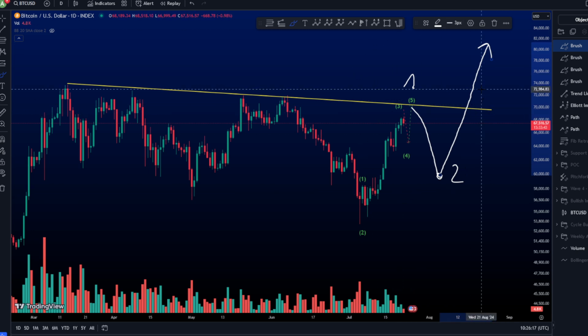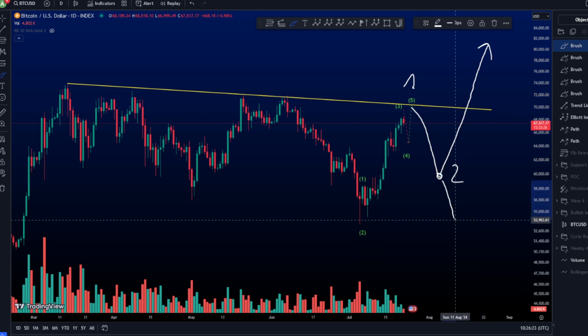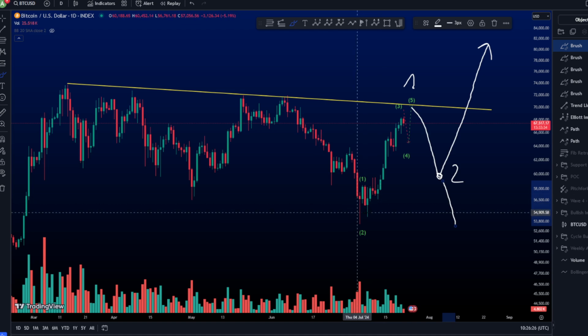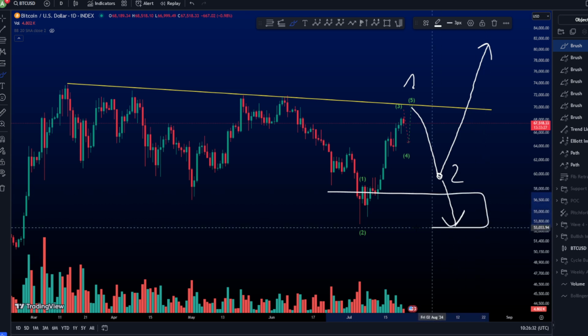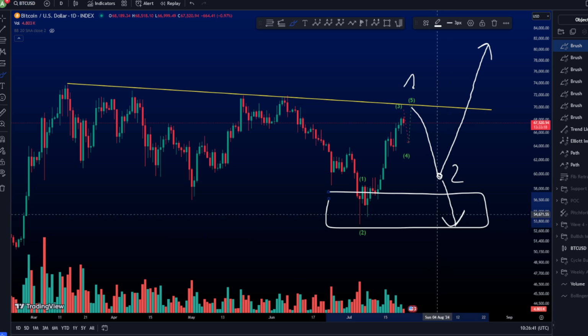So there is no real end of the bull market unless we break under this lower low. Once we're back to this area here, between 57,300 and 52,700, then I would say yes, a bearish market is knocking on the doors, right?